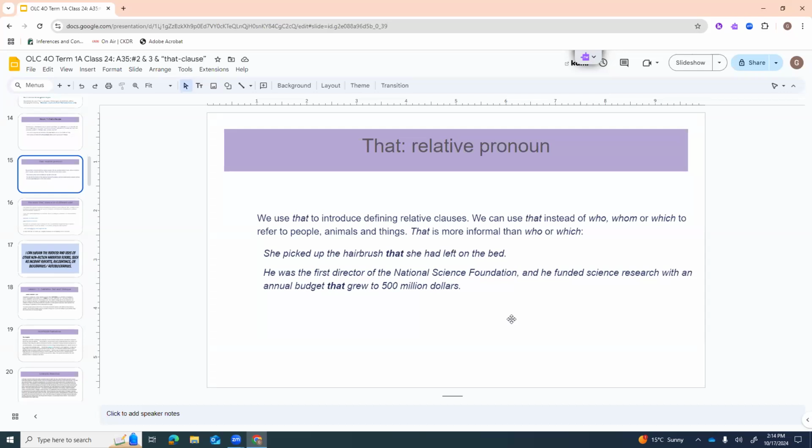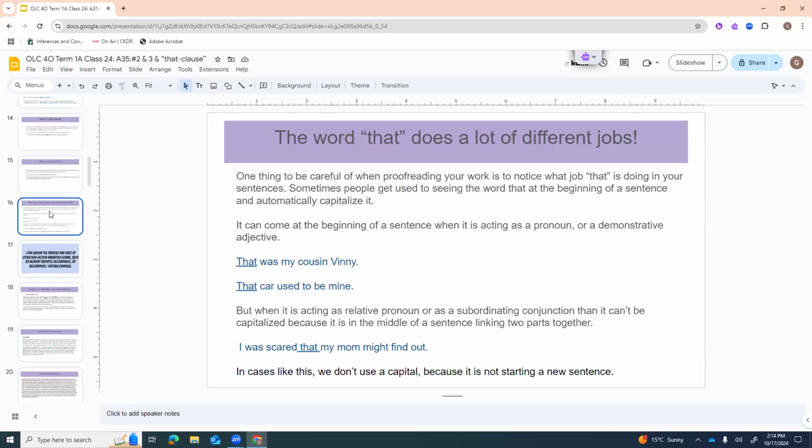He was the first director of the National Science Foundation, and he funded science research with an annual budget that grew to $500 million. Again, which would actually be more formal there. Again, not wrong. Remember, we've talked about tone, right? Tone is just kind of casual versus serious, or formal versus informal. So one is just a more formal way of saying it, that's all.